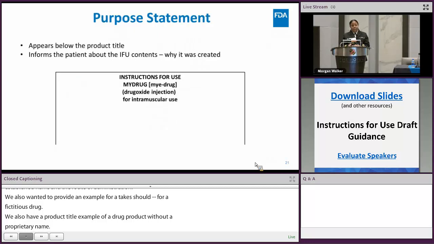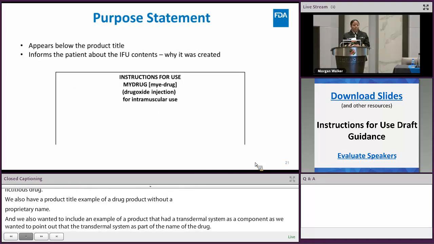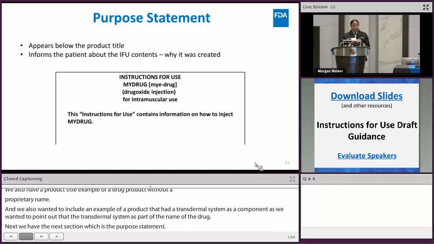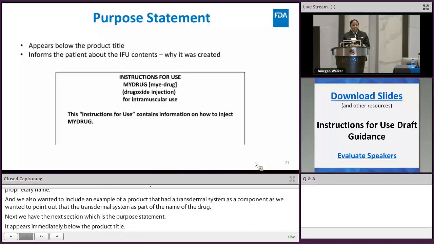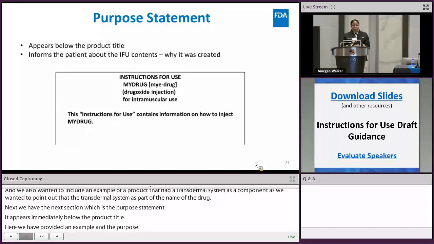Next, we have the next section of the IFU, the purpose statement, and that appears immediately below the product title. Here we have provided an example, and the purpose statement, as is kind of implied, tells the patient what the purpose of the drug is and the purpose of the IFU document.